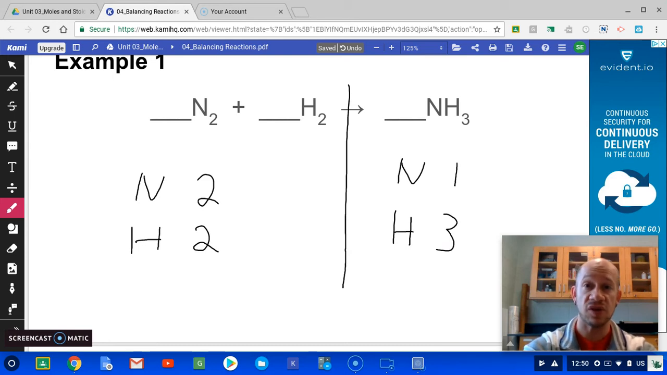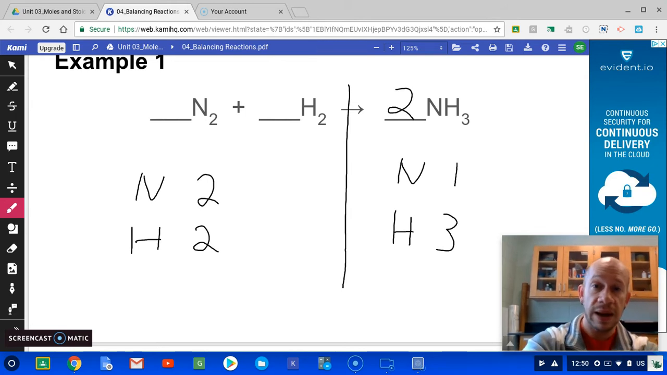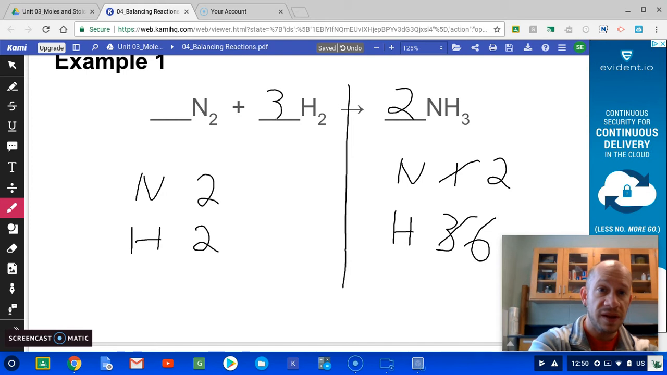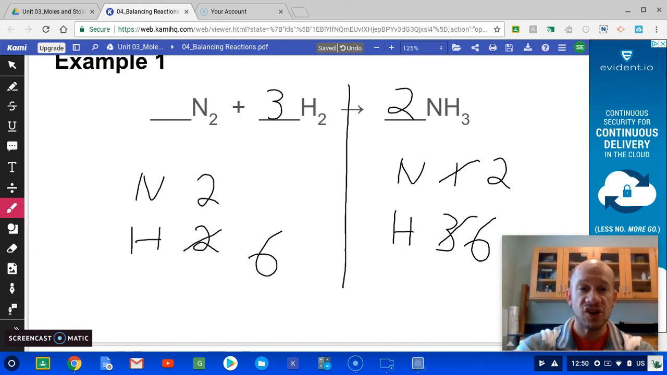So for my hydrogens on this side, if I put a 2 in front of my NH3, I'm now going to have 2 nitrogens. So notice when I do the coefficient, I have to change everything after it. Then 2 times 3 is going to make this 6. Then to get my hydrogen equal on this side, I'm going to put a 3 in front. So 3 times 2 is 6. And notice, just by changing that H, I've now balanced the whole equation.